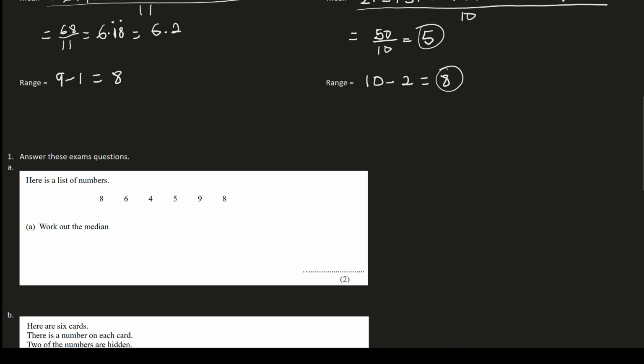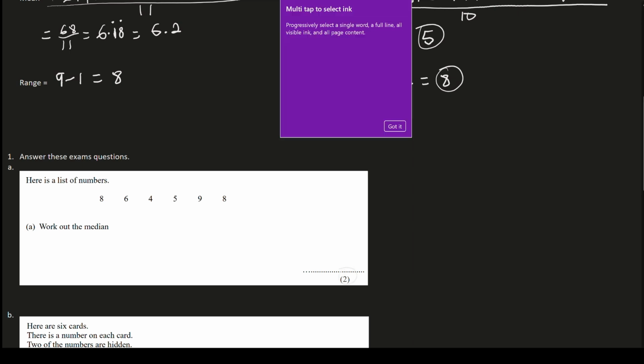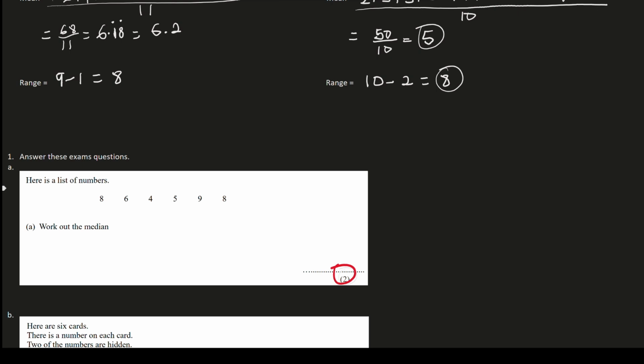So let's look at this. It says here is a list of numbers 8, 6, 4, 5, 9, 8, and then it says work out the median. Now usually this is always 2 marks. Right, so let's do this. Median. Step 1, what do we do?